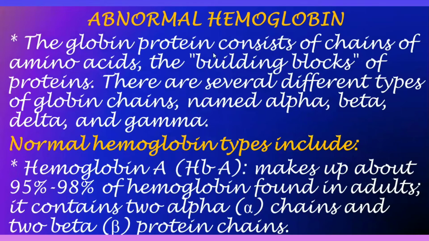The globin protein consists of chains of amino acids, that is, the building blocks of proteins. There are several different types of globin chains. They are named alpha, beta, delta, and gamma. Normal hemoglobin types include hemoglobin A. It makes up about 95 to 98% of hemoglobin. It is mostly found in adults. It contains 2 alpha chains and 2 beta protein chains.